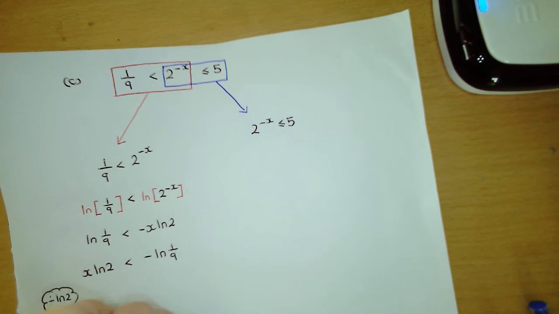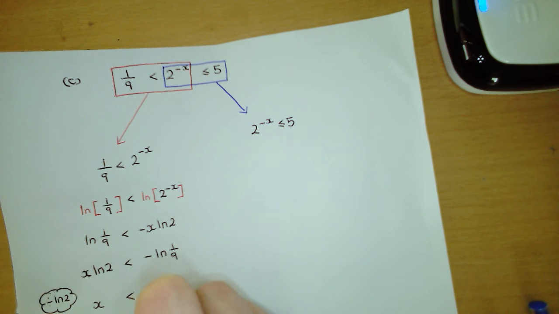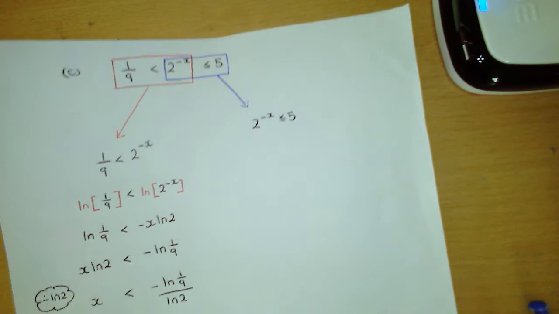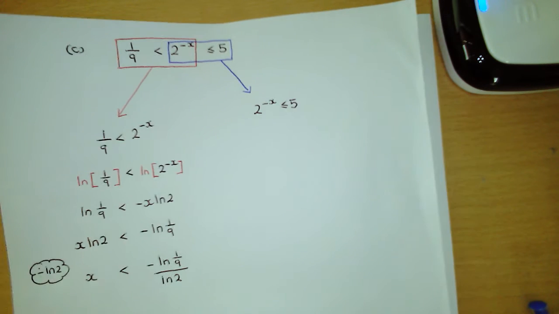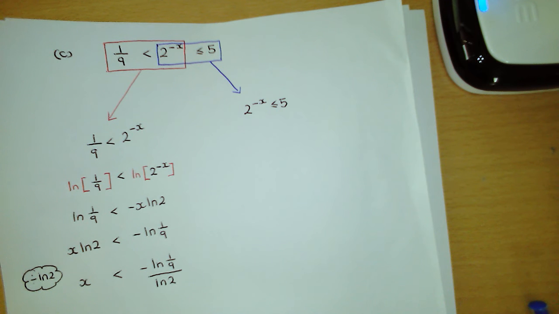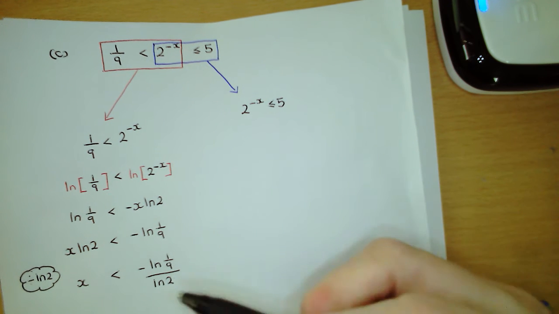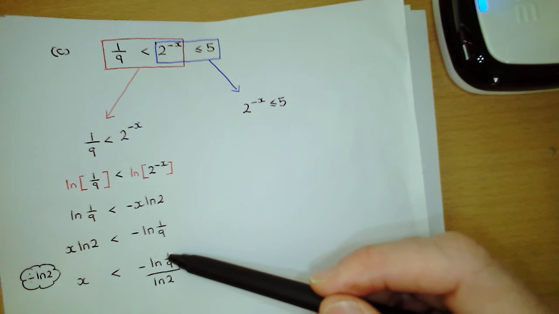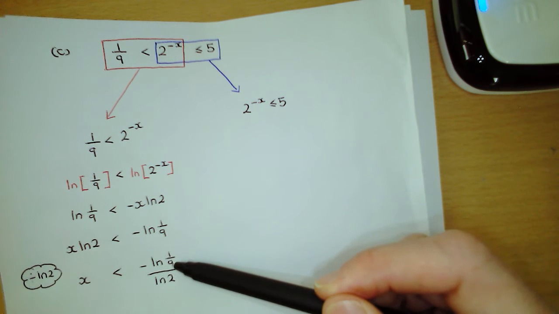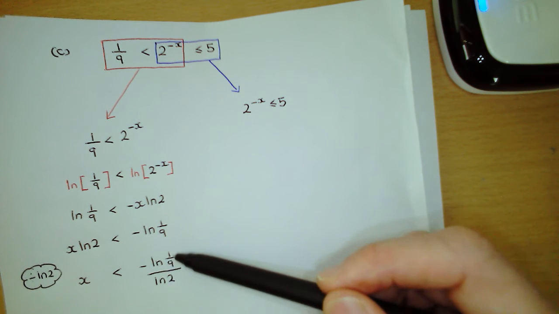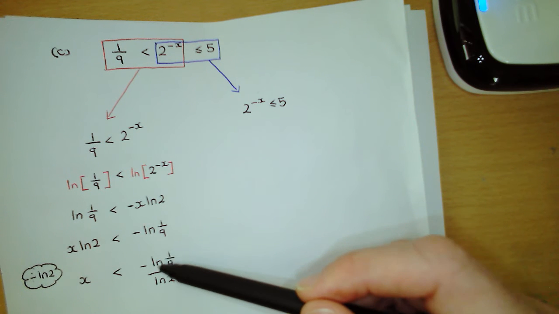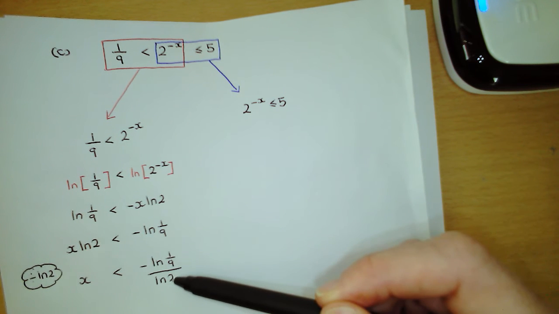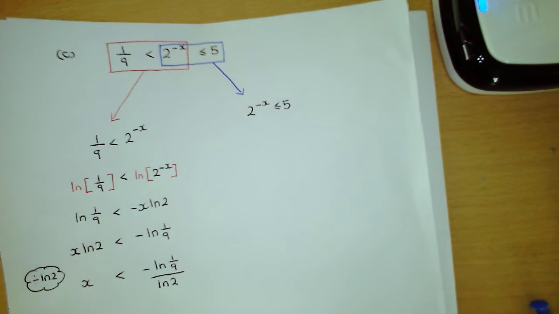So we're going to end up with x is less than minus natural log of 1/9 all over natural log of 2. Now, we're going to go to your calculator and get a rough idea of what that is. Just before we do that, believe it or not, this answer is going to be positive. Some of you might be thinking, but hold on, you're taking the natural log of 1/9. Is that not negative? Yeah, natural log of 1/9 is negative because 1/9 is between 0 and 1. But then it's being multiplied by a negative here, so the top line is going to be positive. You're going to be dividing by a positive, so we are expecting this to be a positive answer.